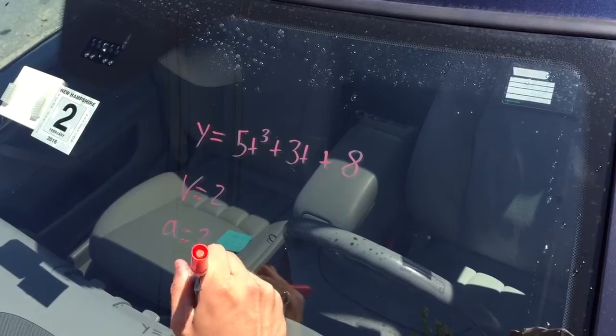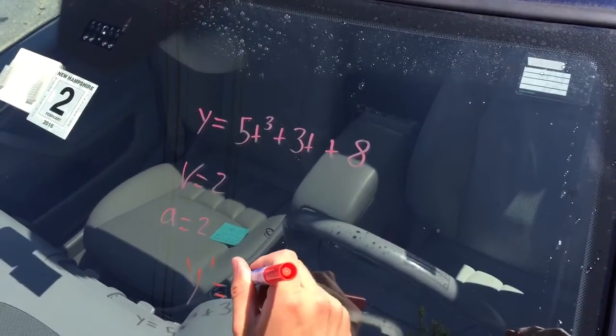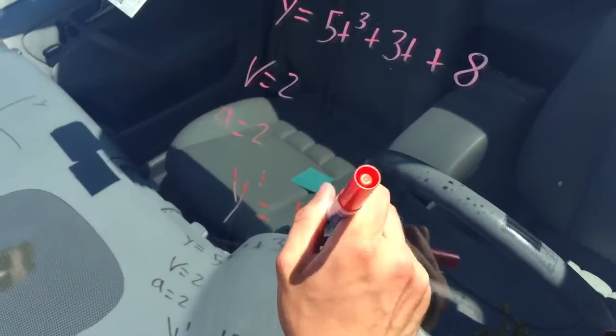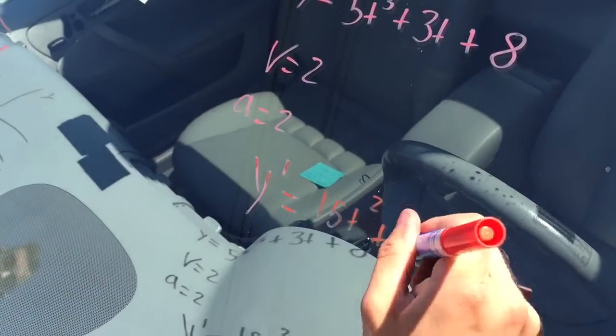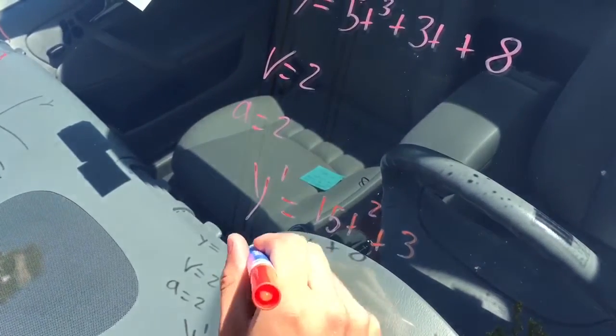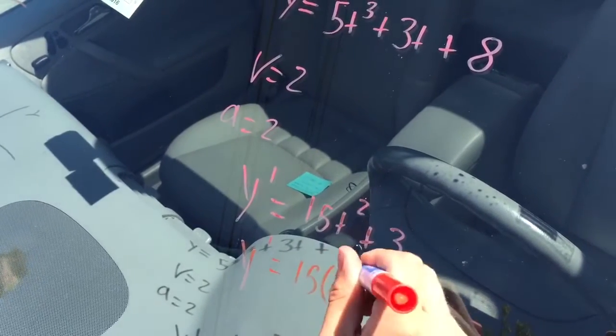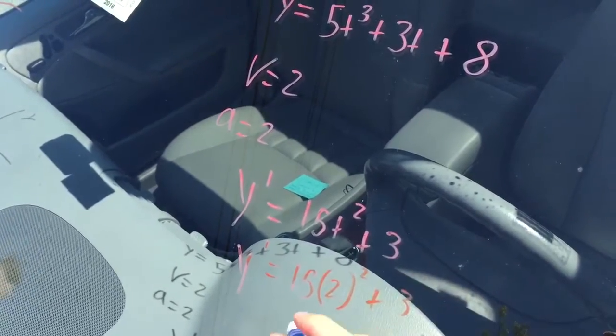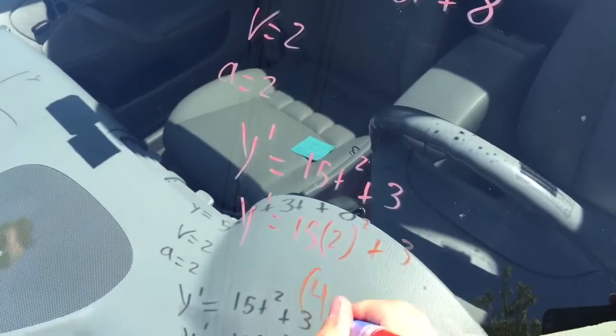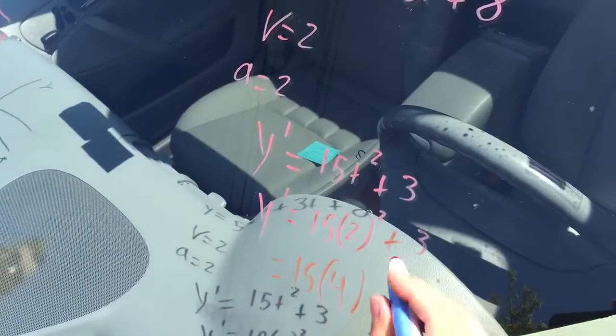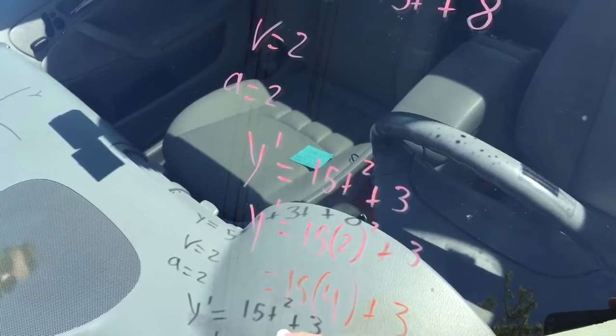So we will do y prime equals 15t squared plus 3. Now plugging in 2, we get y prime equals 15 times 2 squared plus 3. 2 squared is 4, times 15 plus 3, is 63.